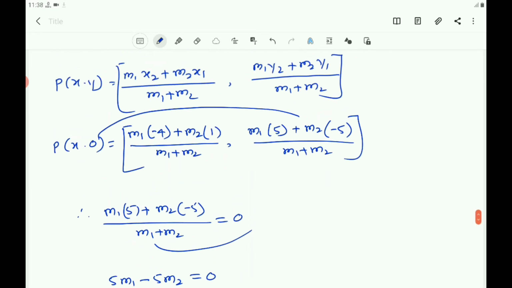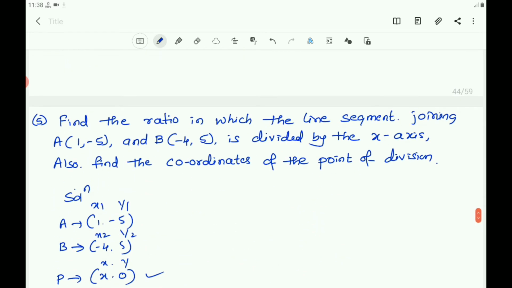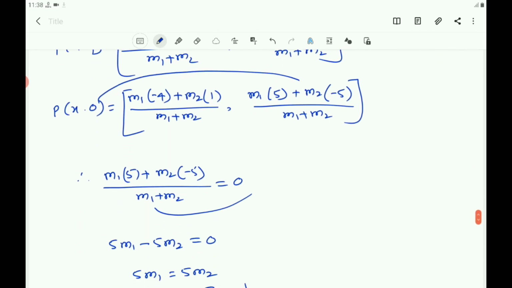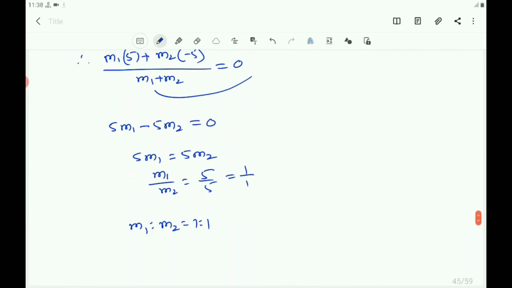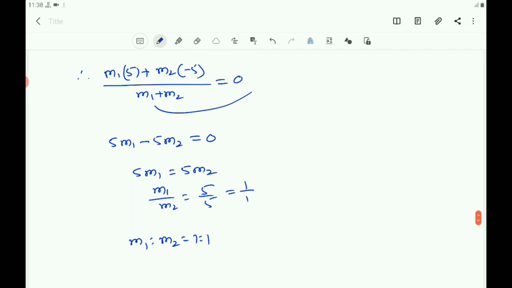Here the ratio of division of that line is 1 is to 1. That becomes the midpoint here. And next, also find the coordinates of the point of division. Now you got the ratio m1 is to m2 equals 1 is to 1, so let m1 equals 1, m2 equals 1.